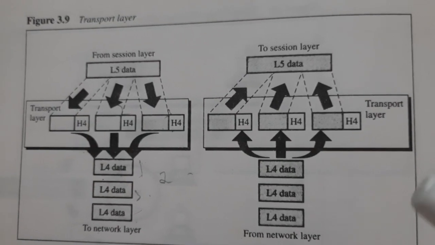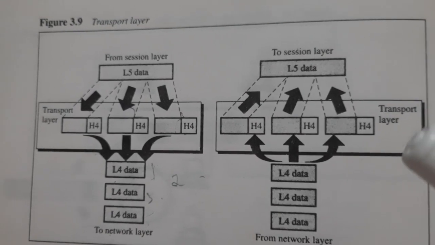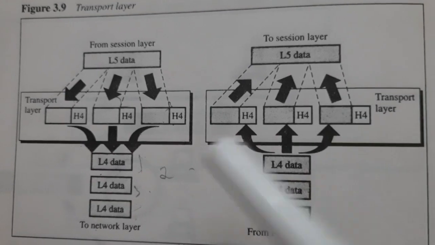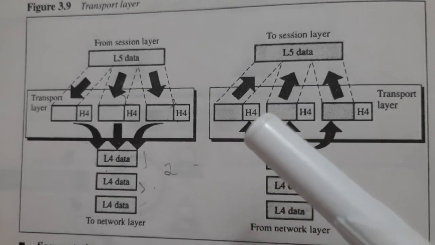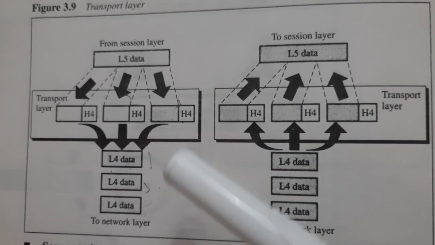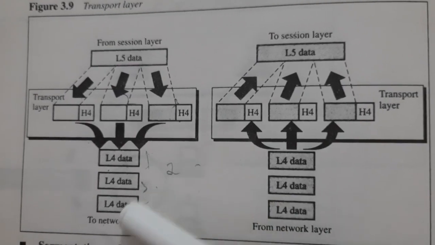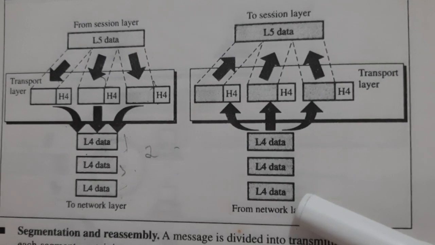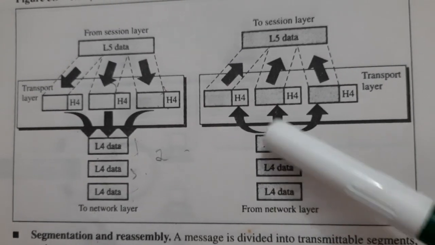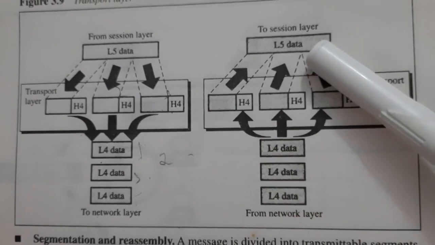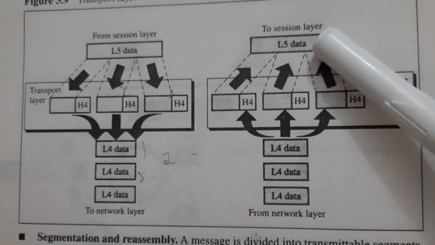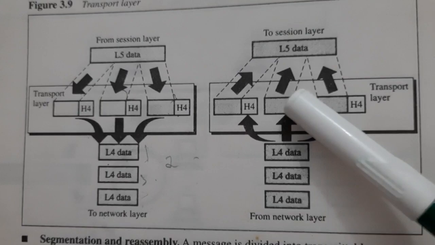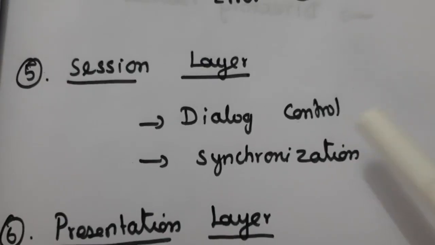On the transmitter side we get the data from the fifth layer and segment it in the transport layer, and we add the header to each segmented frame, and we transmit the segmented frames to the network layer. From the network layer on the receiver side we reassemble the data, and that data is given to the fifth layer. So this is the function of transport layer.